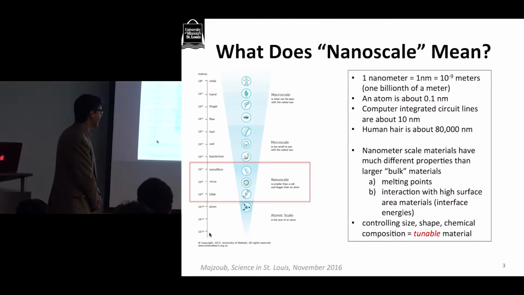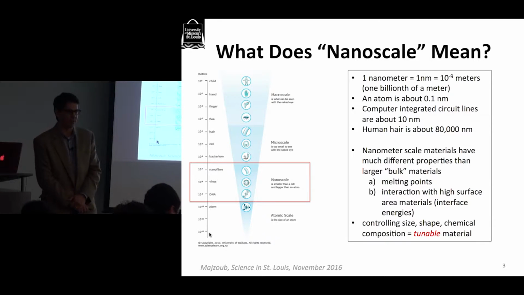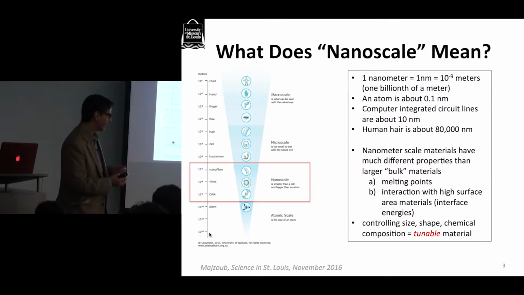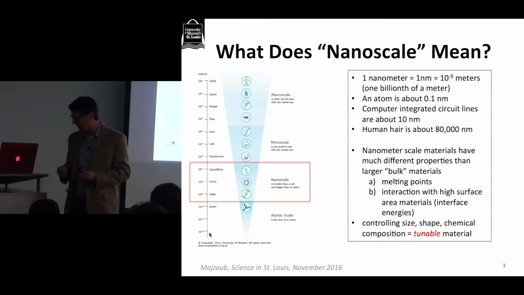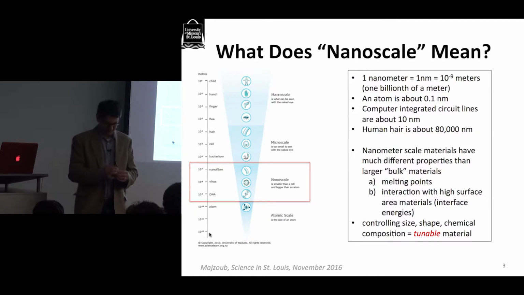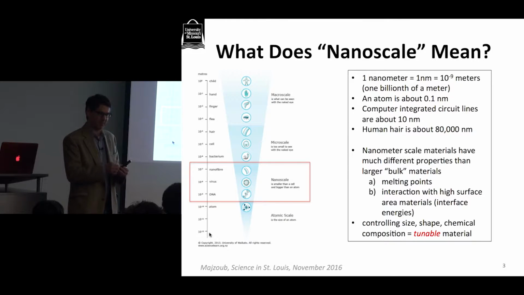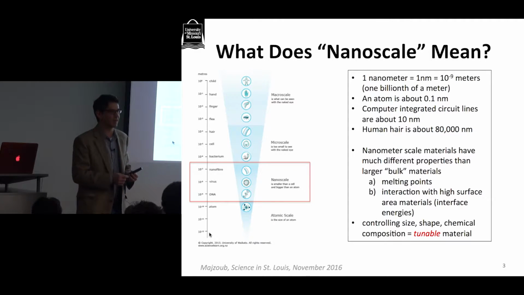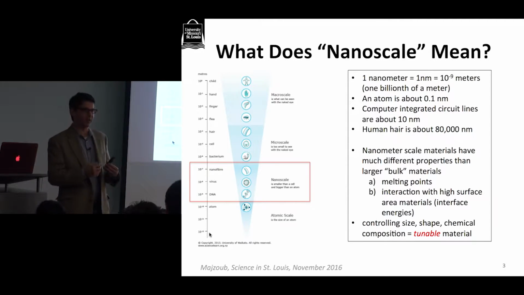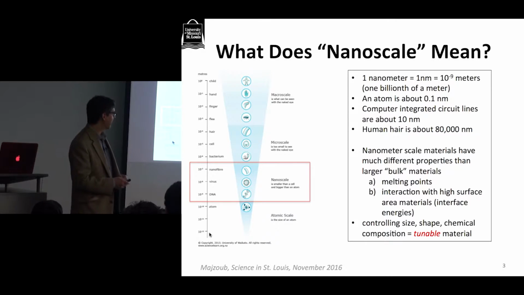Nanometer scale materials have much different properties than what we call bulk materials. So if I were to take a piece of metal out of the laser pointer here, and it's a fairly large piece of material, but if I could carve it down to a very, very tiny piece of material that was on the nanoscale, the properties of that material would be much different than what we see in bulk.